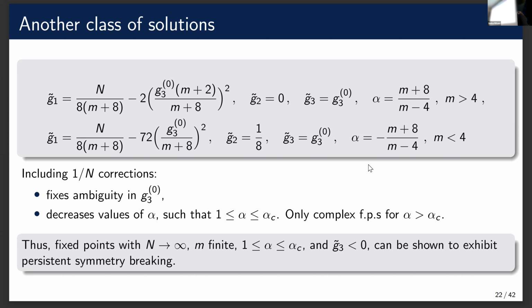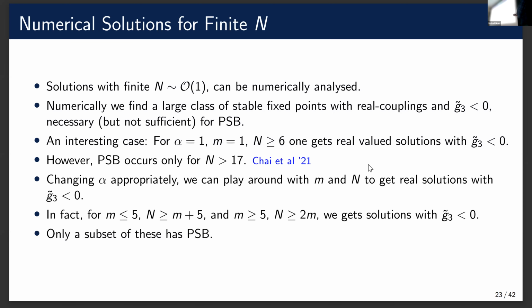The reason why we consider this second class of solutions, apart from having the large n solutions, is because we wanted to try and get an analytic control over solutions that have finite m and finite n, right? But that's hard to do in all generality. So this is the best that we could do analytically. Of course, you can tackle the solutions directly using numerics, and that will give you access to solutions that are finite in n and m. Okay, and numerically we check that there are a large class of stable fixed points with real couplings and G3 negative that are necessary for persistent symmetry breaking.